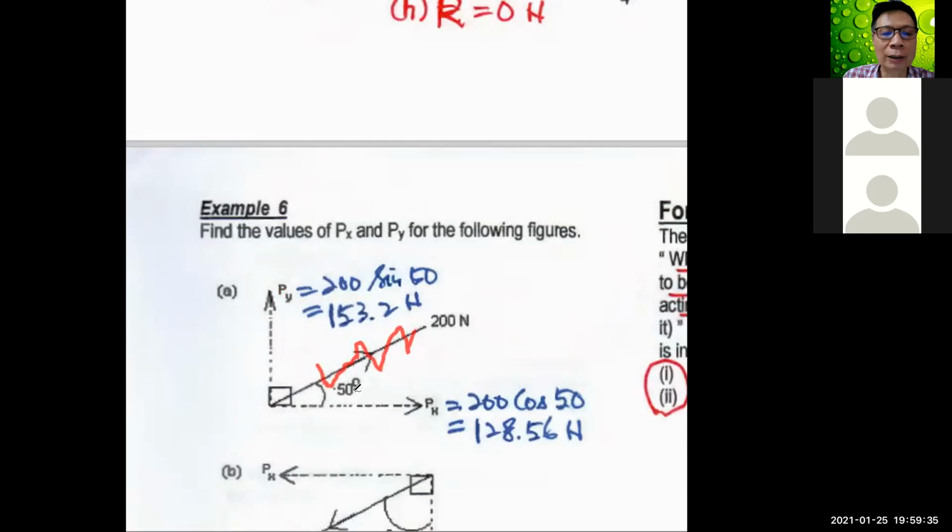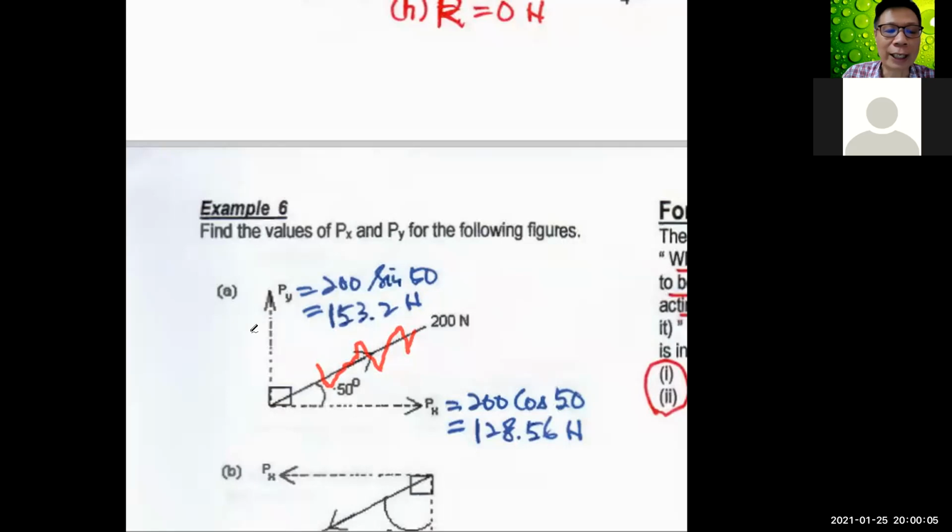Y component, this is sine, 200 times sine 50. So press your calculator, you get this number. So the moment you resolve it to x and y, X is this value, y is this value. Automatically, the original force disappeared. So in our calculation, we don't need to involve this anymore. Only take the x and y component. Understand?